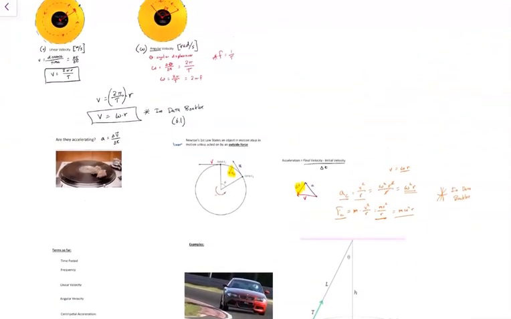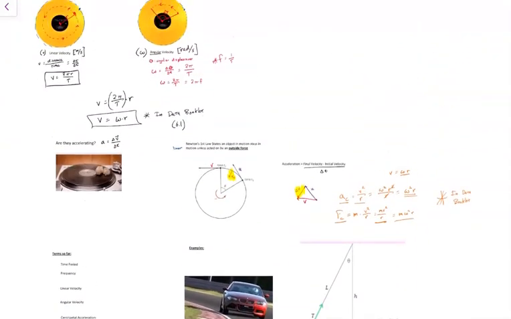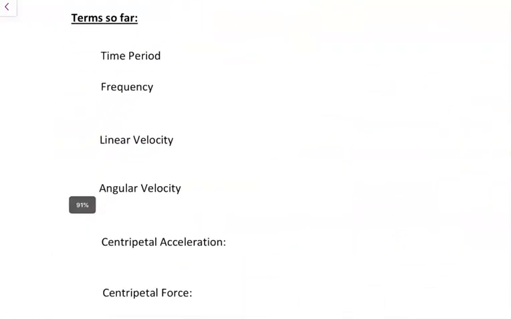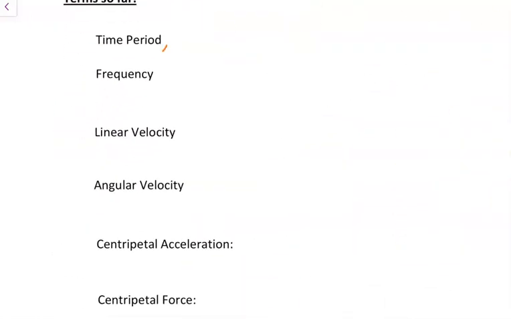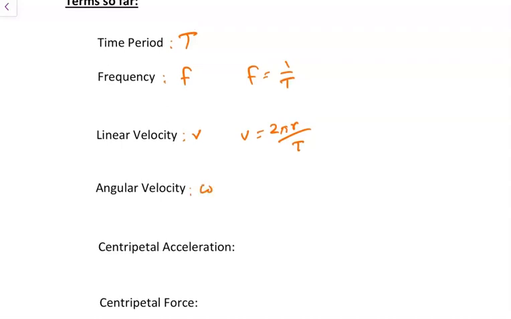So let's make sure we've identified all the terms that you'll need to know. And that is one, time period, which is T. We already know that. Frequency, which is f, and we know f is equal to 1 over T. Linear velocity, which is v, and v is equal to 2 pi r over the time period. Angular velocity, that's omega, and omega is equal to 2 pi over the time period, or 2 pi times the frequency, since frequency is 1 over T.